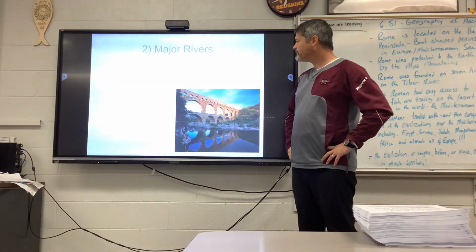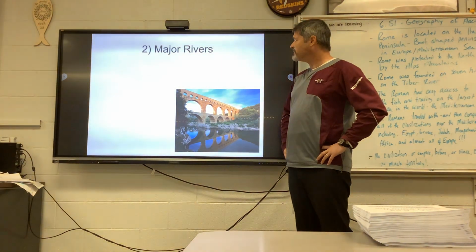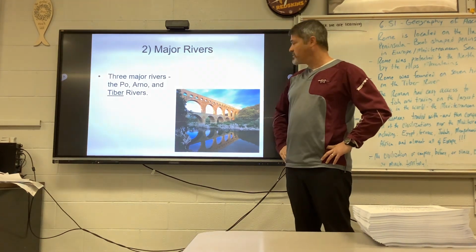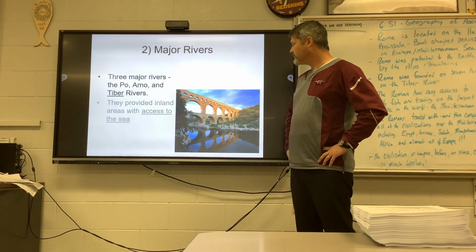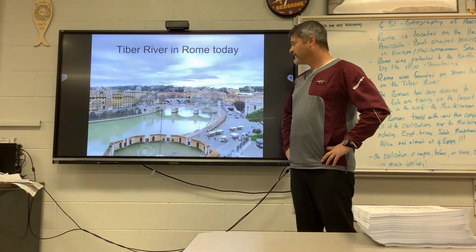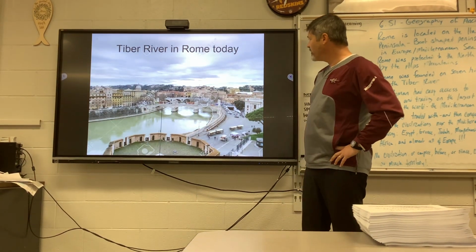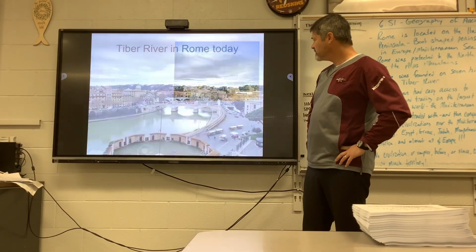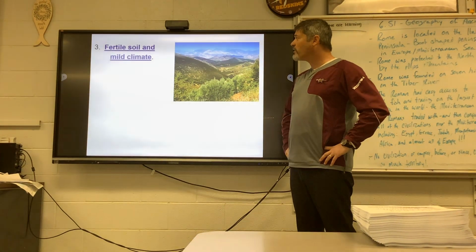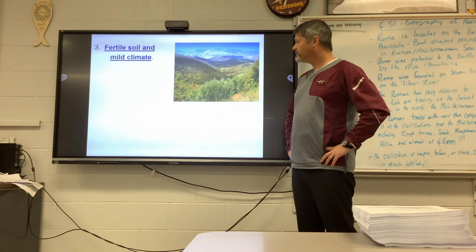Next again. Major rivers. Next. 3 major rivers, the Po, the Arno, and the Tiber rivers. They provided inland areas with access to the sea. So here's the Tiber River in Rome today.